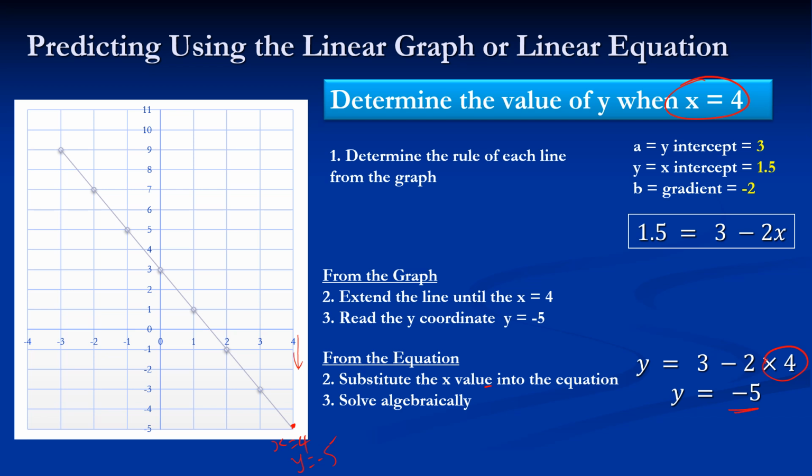So we also have our x and y values of 4 and -5. And you can see that we can get it both from the graph and from the equation. So that's a very important way to evaluate and verify your work.